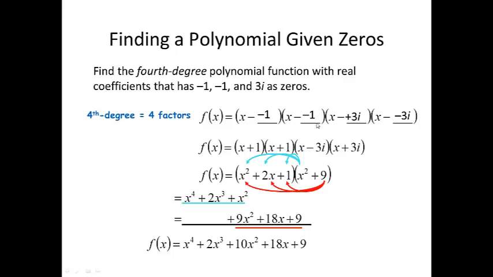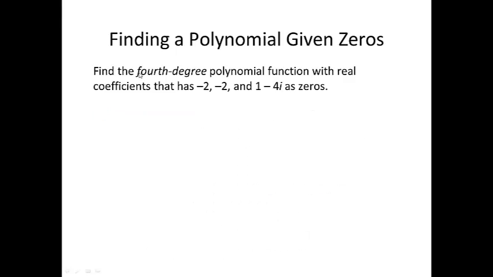Let's try one more here. Find the 4th degree polynomial function with real coefficients that has negative 2. So we're going to do the same thing. We're going to take these and make them as factors. One is going to be the 1 minus 4i that they gave you.